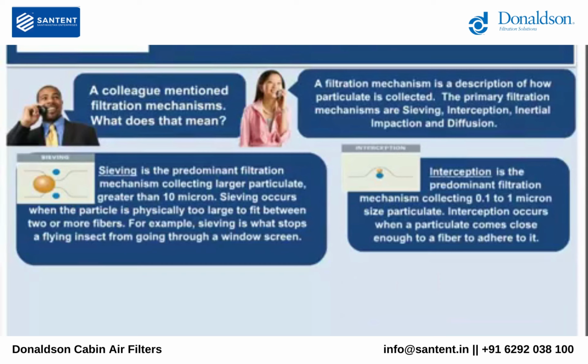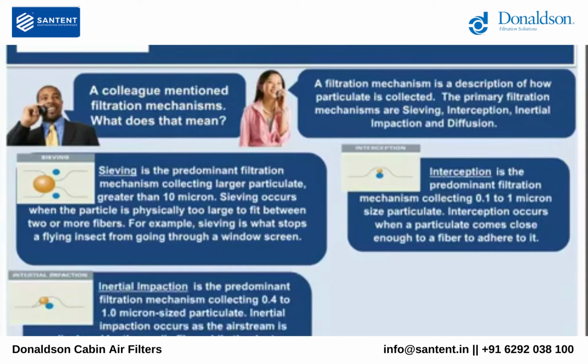Interception is the predominant filtration mechanism collecting 0.1 to 1 micron size particulate. Interception occurs when a particulate comes close enough to a fiber to adhere to it.